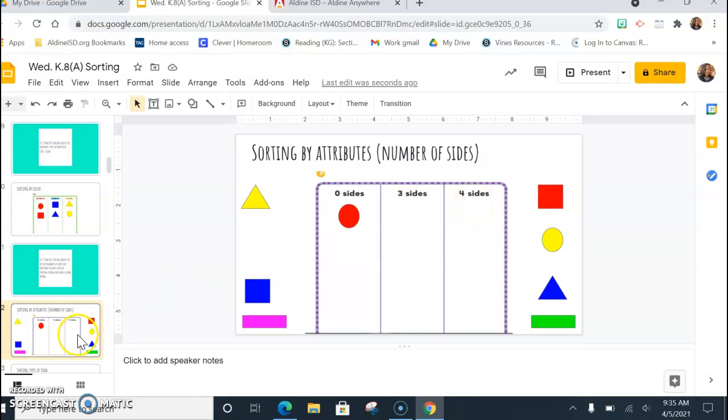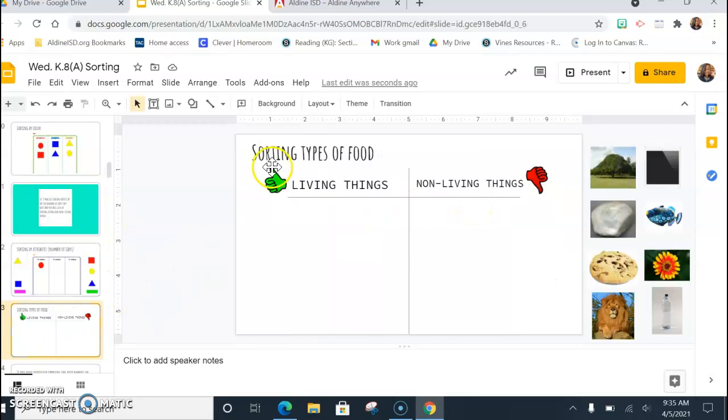Okay, and after you finish that, you're going to be sorting types of living and non-living things, okay? So these are your pictures over here. You're going to do the same thing and drag them over. On this side, this says living things, and there's a thumbs up. On the other side, it says non-living things, and there's a thumbs down, okay?